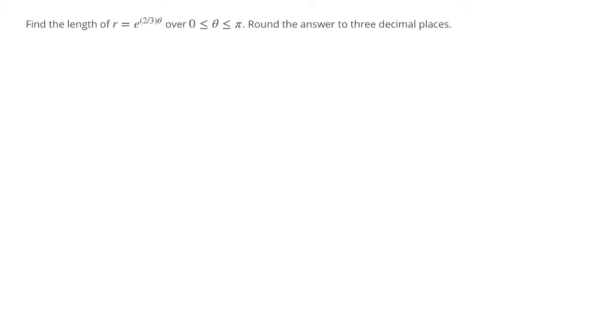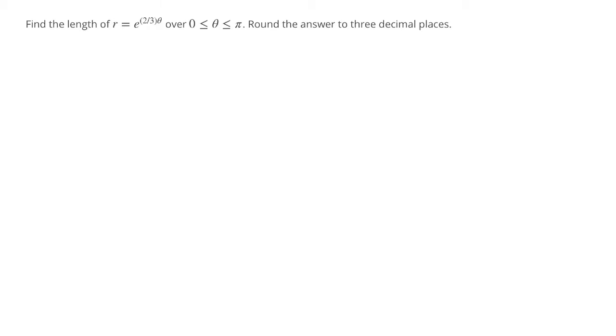So in this problem, what we're asked to do is to find the arc length of the curve given by r is equal to e to the 2/3 theta over the interval 0 to pi, and we want to find the arc length rounded to 3 decimal places. So let's jump in and see how we can do this.